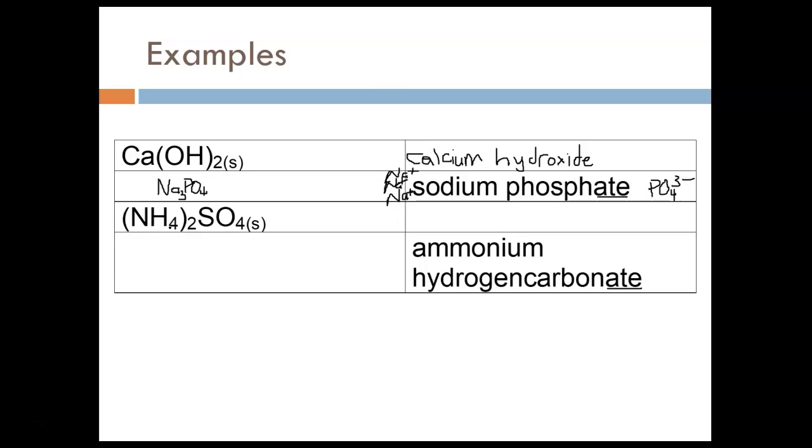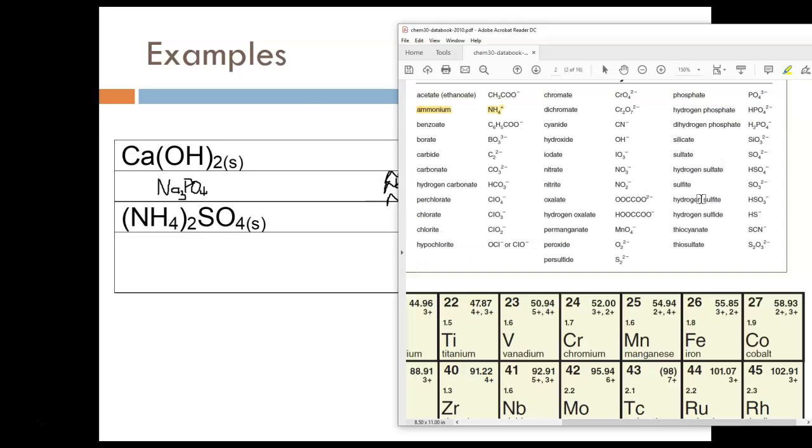This next one here is made up of ammonium, which is pretending to be a metal. It's our only positively charged polyatomic ion, and then another polyatomic ion, SO4. So this is not ammonium, sulfur, oxygen. SO4 is actually also a polyatomic as well.